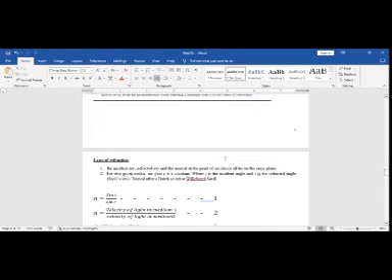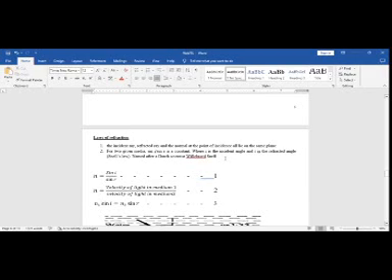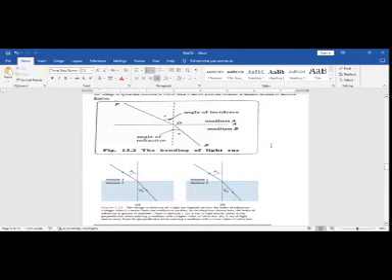Okay, let's go to laws of refraction. We've said that refraction is the change in speed and direction of a wave when it moves from one medium to another medium of different densities. Okay, now, laws of refraction. Number one, the incident ray, the refracted ray, and the normal at the point of incidence all lie on the same plane.